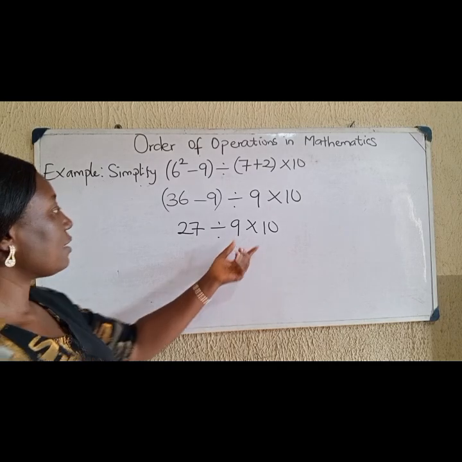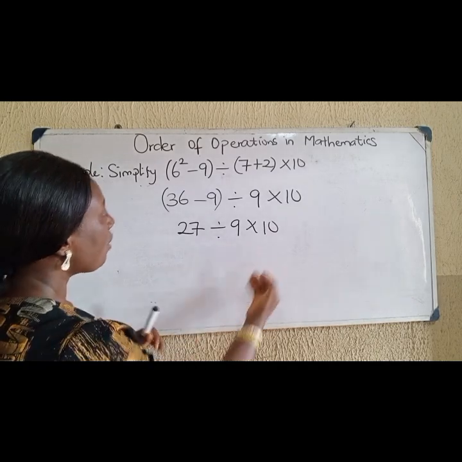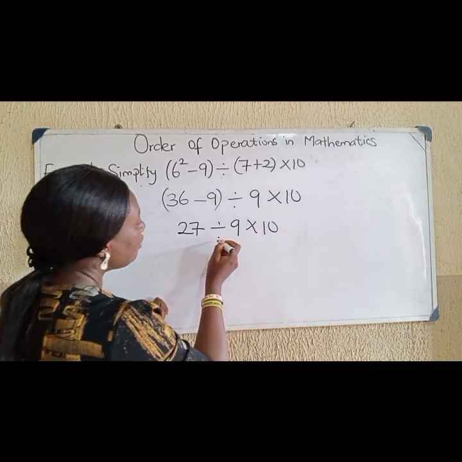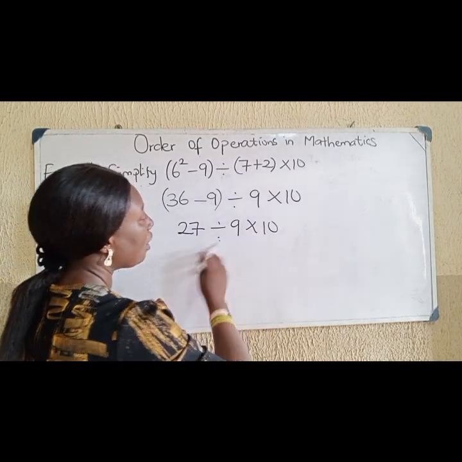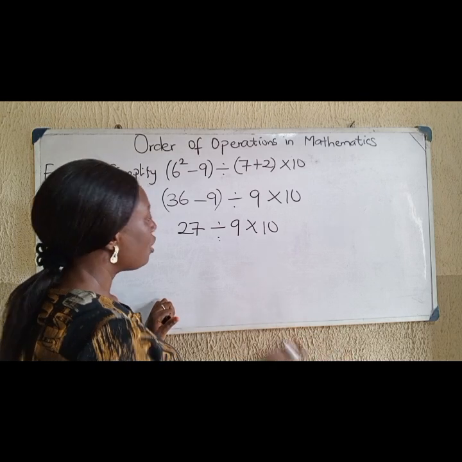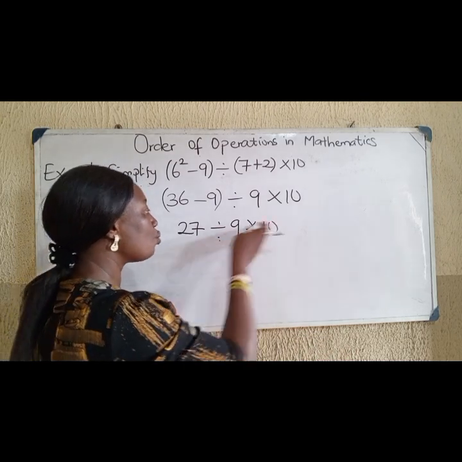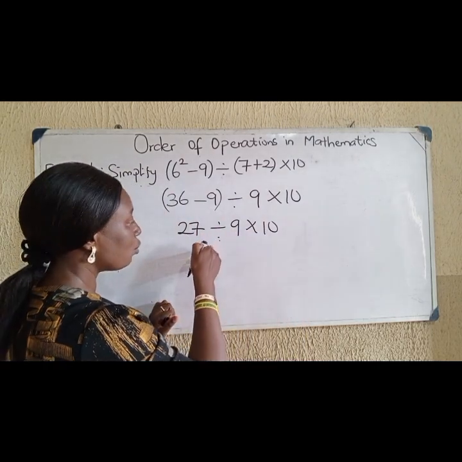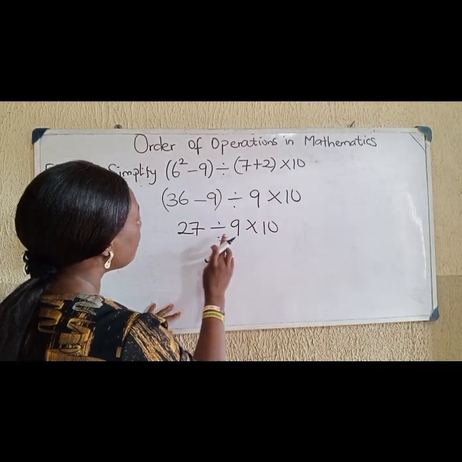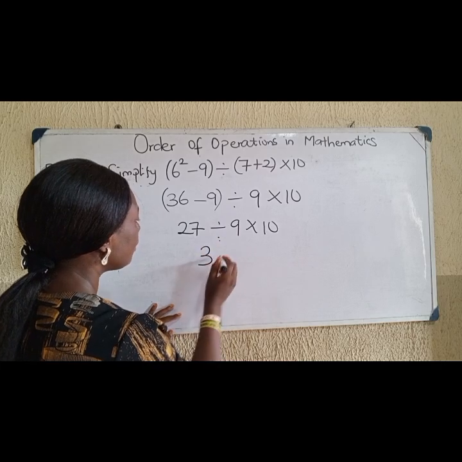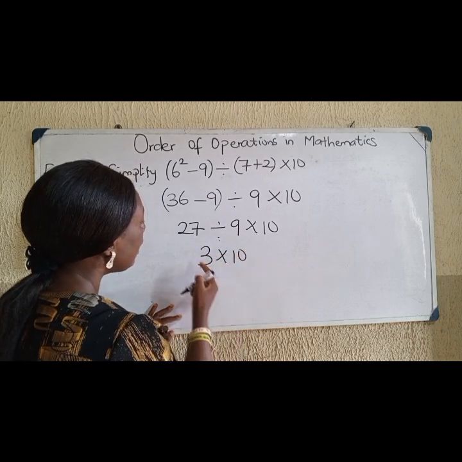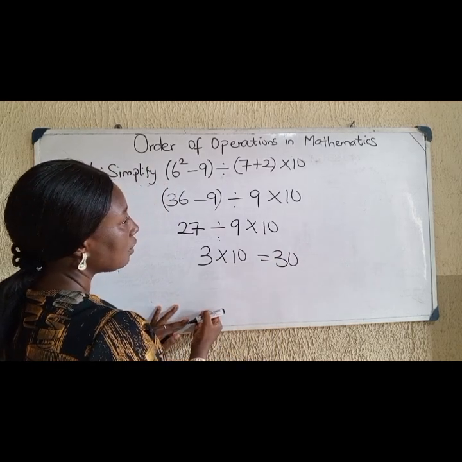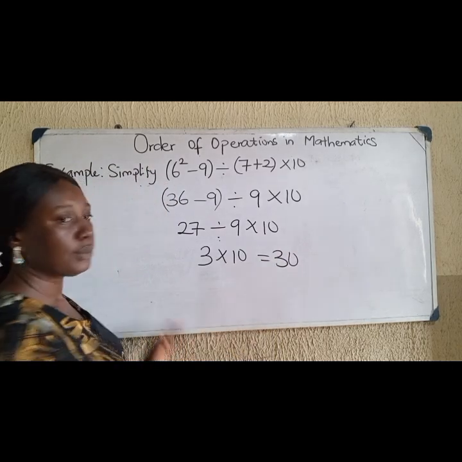Now looking at this example now, so we'll now come and solve from the right to the left. I told you that division and multiplication are of equal what? Priority. So solve from left to right. Don't solve from right to the left. No. So I will say 27 divided by 9 will give me what? 3 times 10. And 3 times 10 will give me what? 30. Is it clear? So that is it.